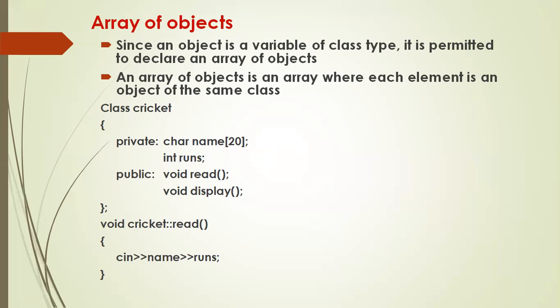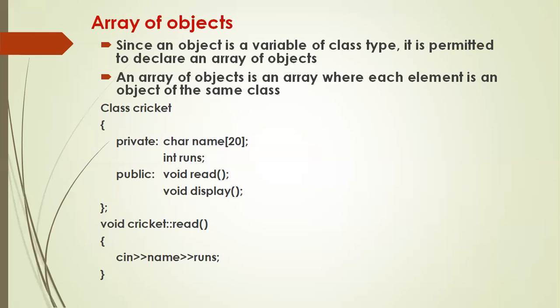Another concept in C++ is array of objects. What is an array? An array is a group of logically related data items of the same type. If it is an array of integers, all the elements will be of integer type. Array of float means all the elements will be float type. Similar to that, an array of objects is an array where each element is an object of the same class. If we declare an array of the complex class, every element will be an object of which class? Complex class. Let us take one simple example illustrating the concept.